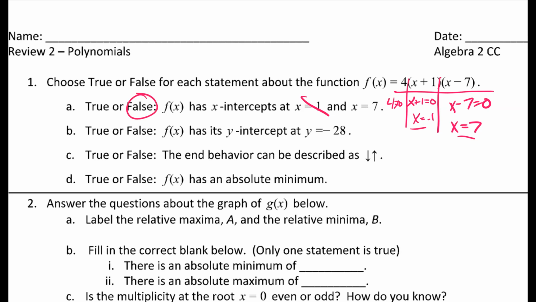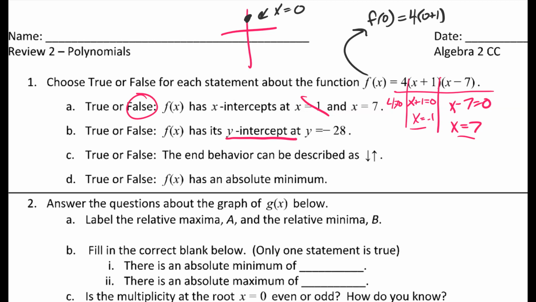so I'd say that one's false. B says true or false, f of x has a y-intercept at y equals negative 28. Remember to find the y-intercept, when you're on the y-axis, that x value is equal to 0 because you haven't moved left or right. So anytime you're looking for a y-intercept, you could just take your function and plug in 0 and see what you get. I would always recommend plugging this straight into the calculator and having it simplify for you. But just for the sake of argument, 0 plus 1 is 1, 0 minus 7 is negative 7, so 1 times negative 7 times 4 is in fact negative 28.